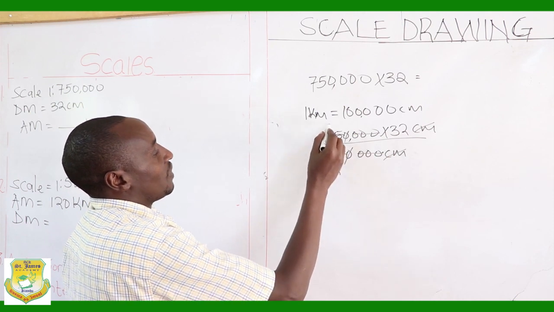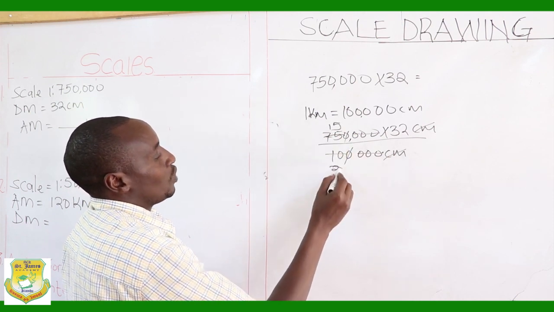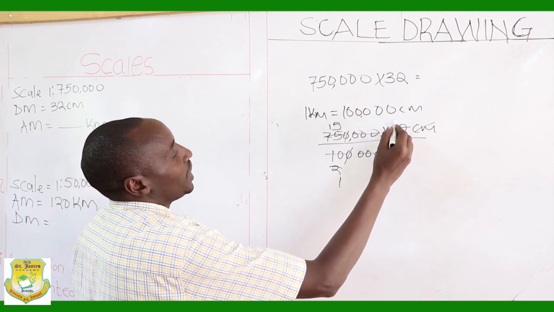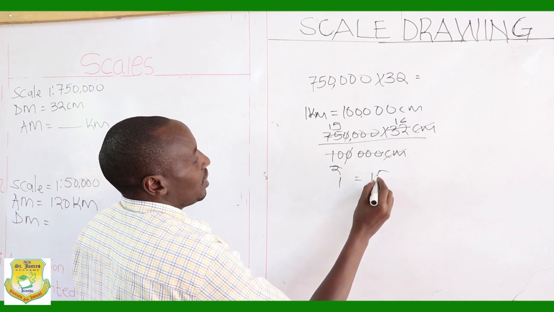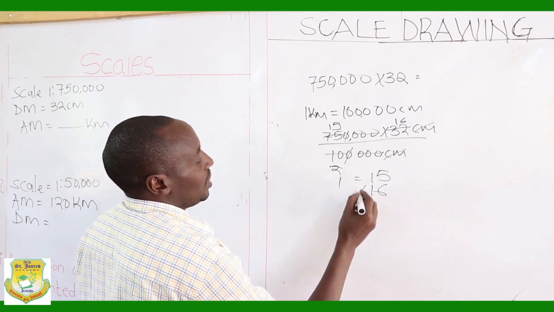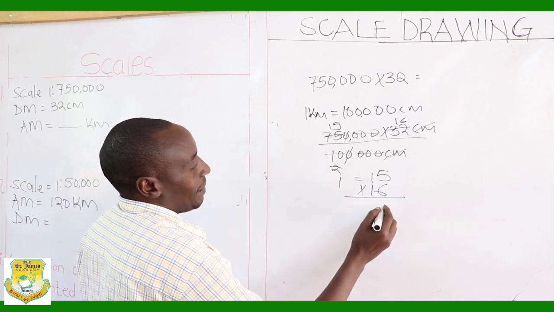By 5 we get 15. By 2 we get 1. By 2 we get 16. So my sum is 15 multiplied by 16, so that I get my answer.